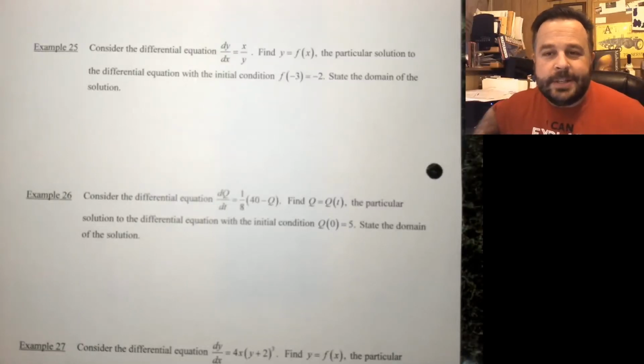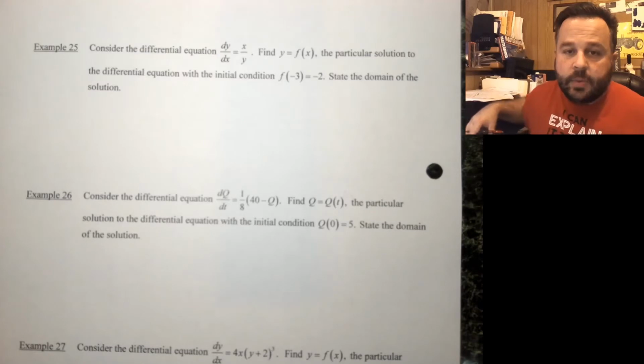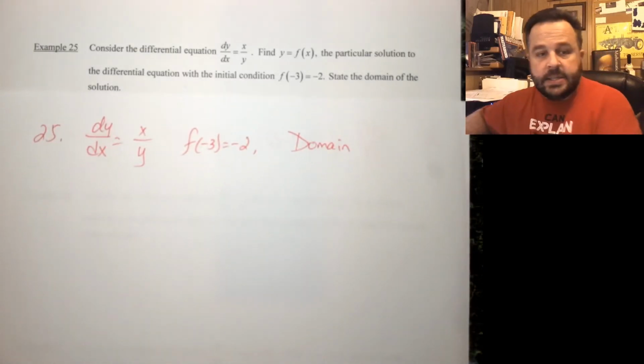Okay, let's take a look at these final three examples in the differential equations packet. Number 25, consider the differential equation dy/dx is equal to x over y. Find y equals f of x, the particular solution, with the initial condition of f of negative 3 is equal to negative 2, and we're going to state the domain of that function. So let's go ahead and take a look at it.